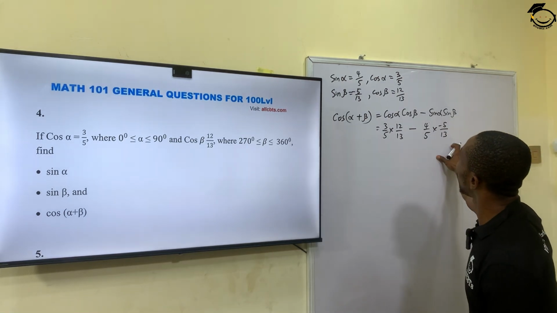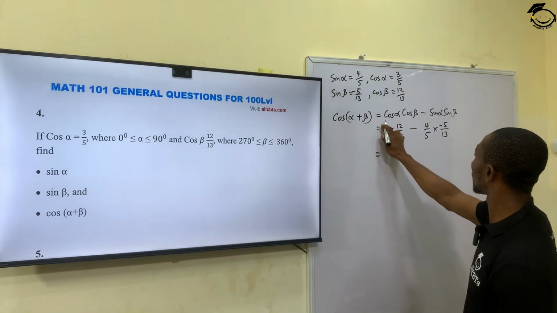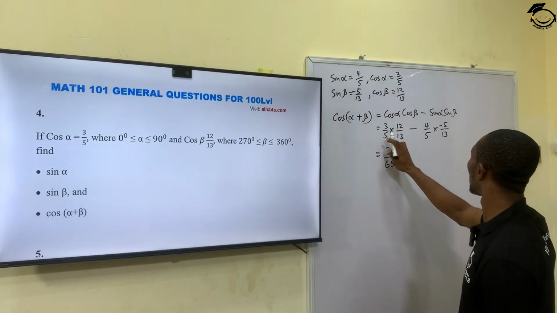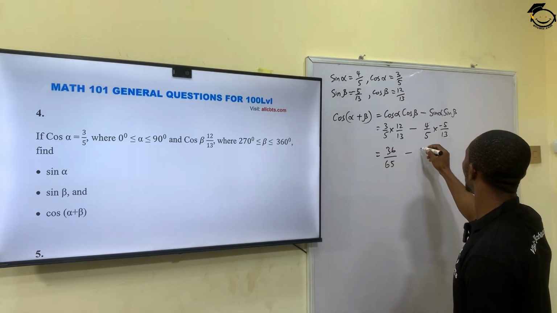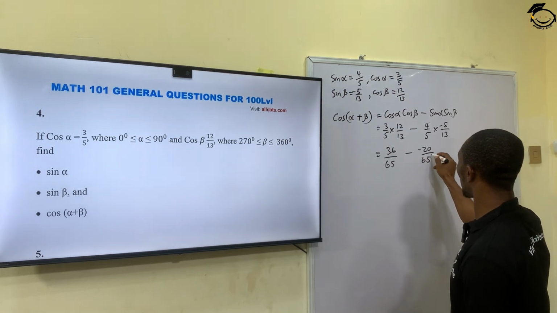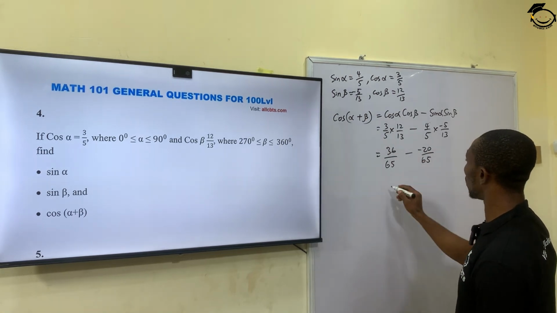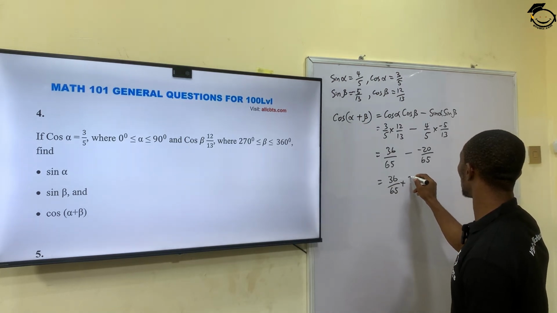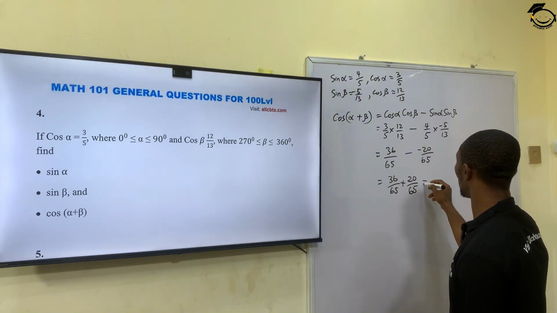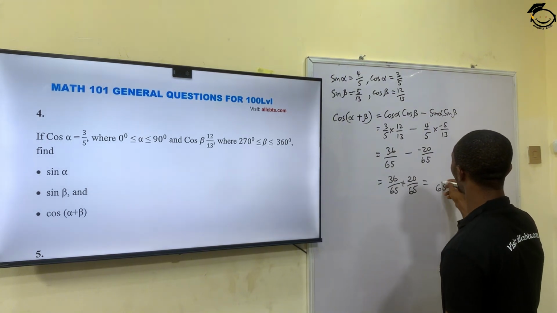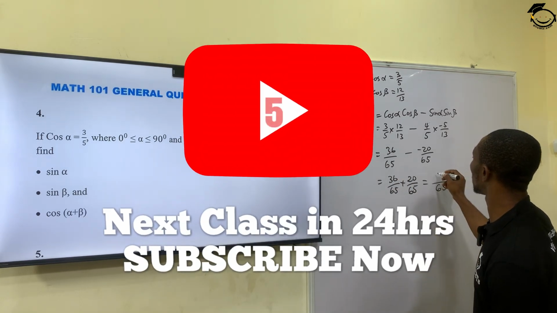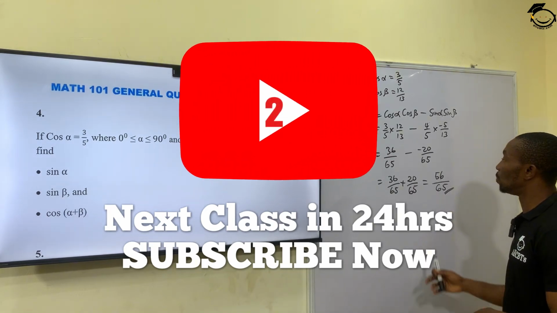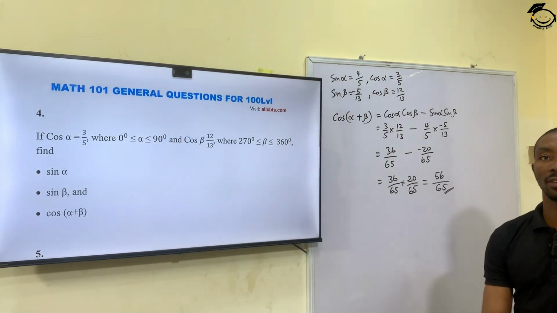Okay, now we can see we have a common denominator. This will give us 5 times 3 times 12, which gives 36 over 65, minus 20 over 65. Minus times minus will turn to plus. So this gives us 36 over 65 plus 20 over 65. Common denominator will be 65. 36 plus 20 will give us 56. So our cos(alpha plus beta) will be 56 over 65.